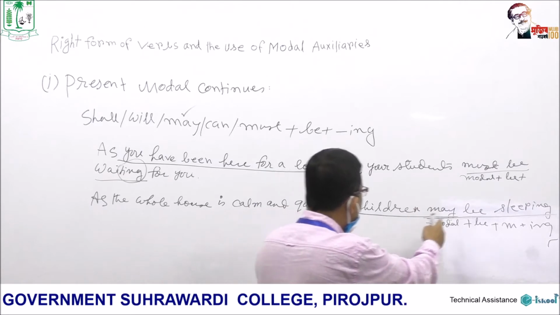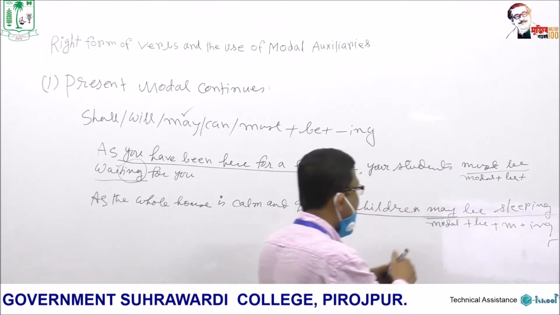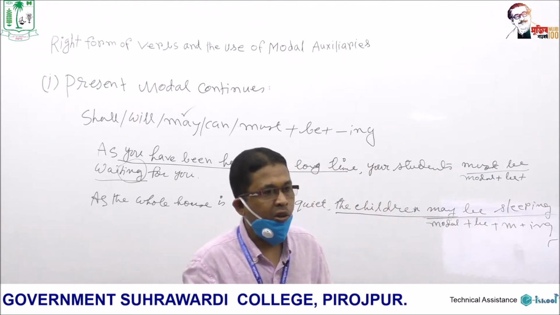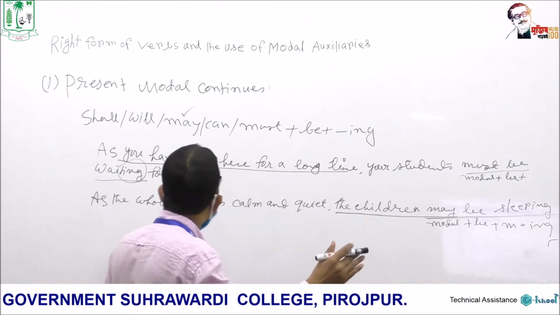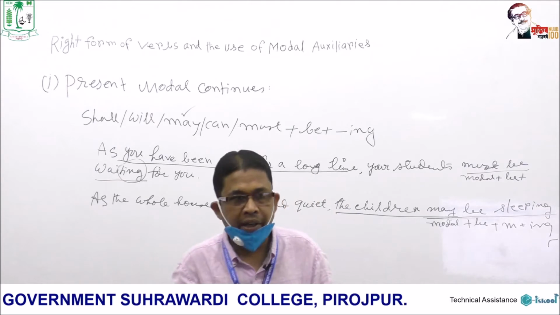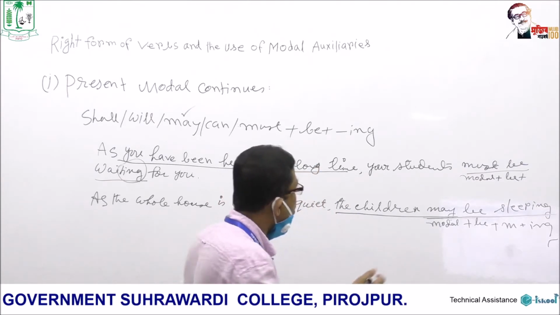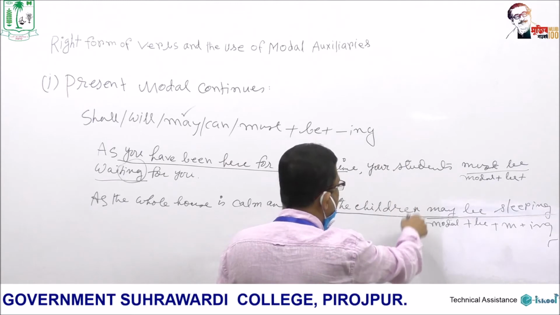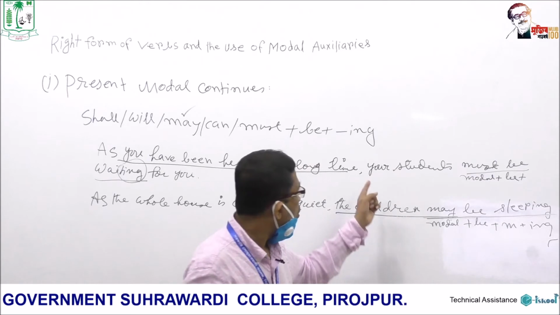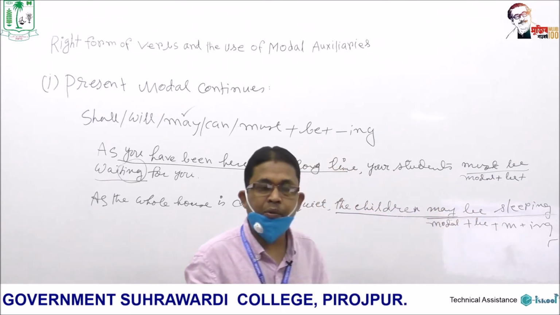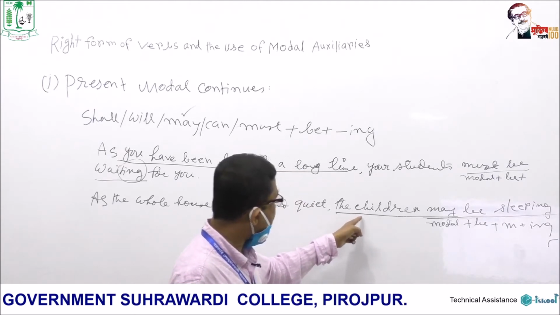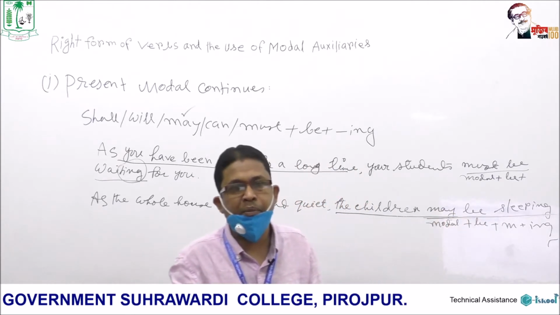So you are saying that the children may be sleeping, and this is possible or likely, and that is why we are saying that we should use present modal continuous when you are not sure. You are not sure in both these sentence clauses. You are not quite sure whether the students are waiting or not, but maybe or possible. And in the second example, the children may be sleeping. This may be, but you are not sure.